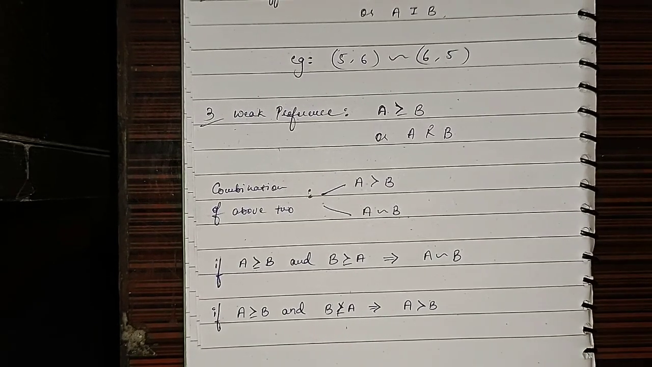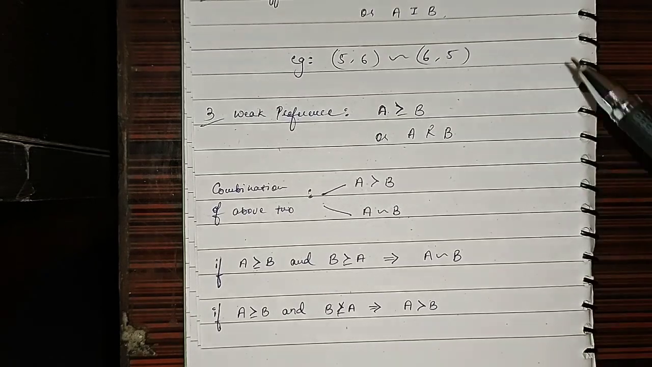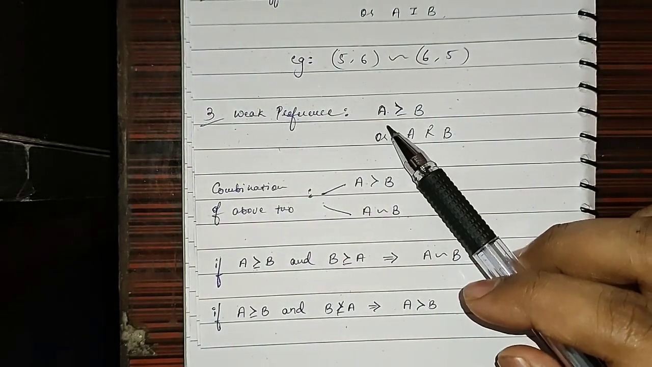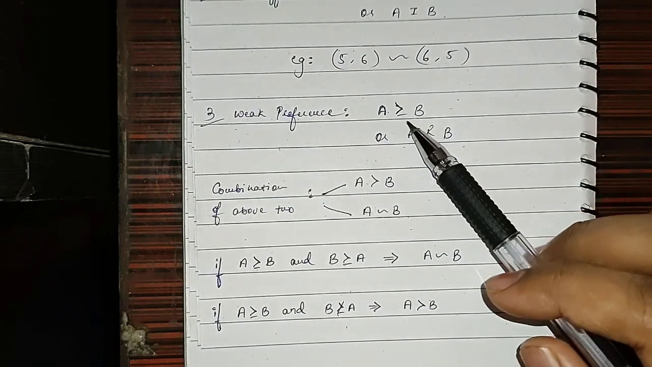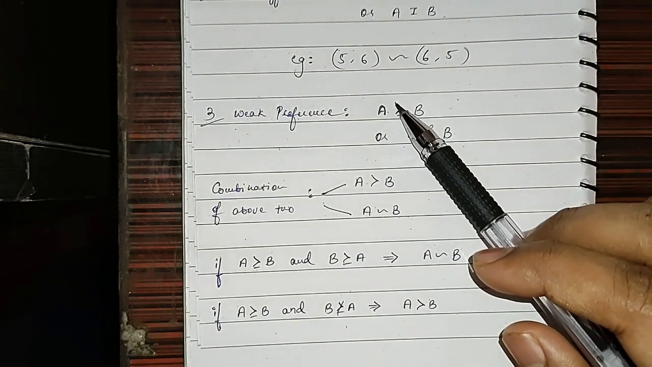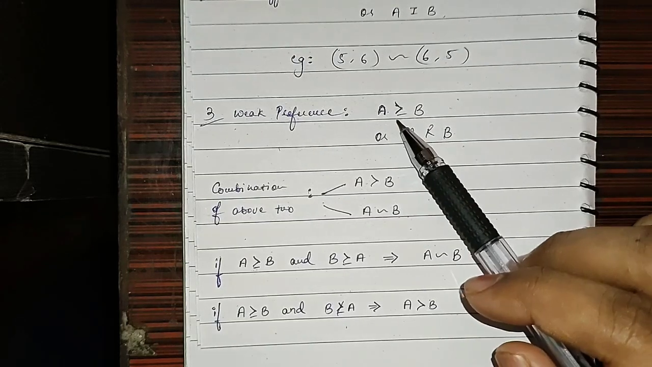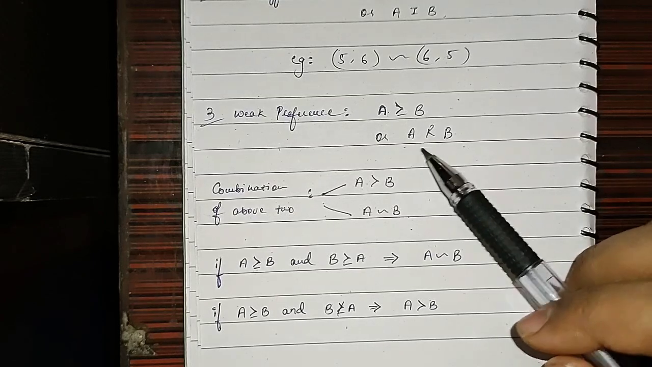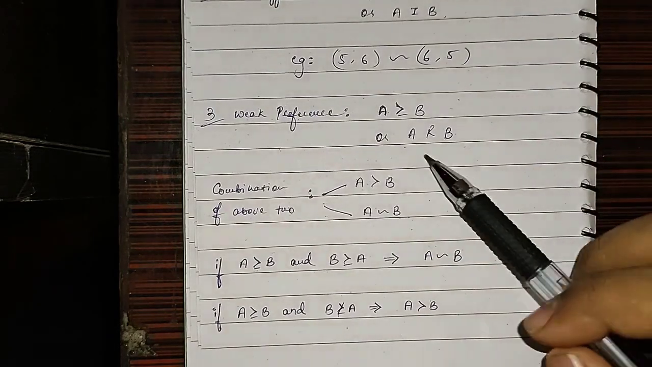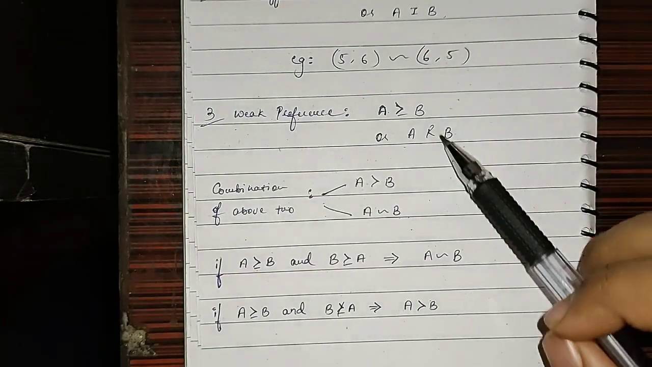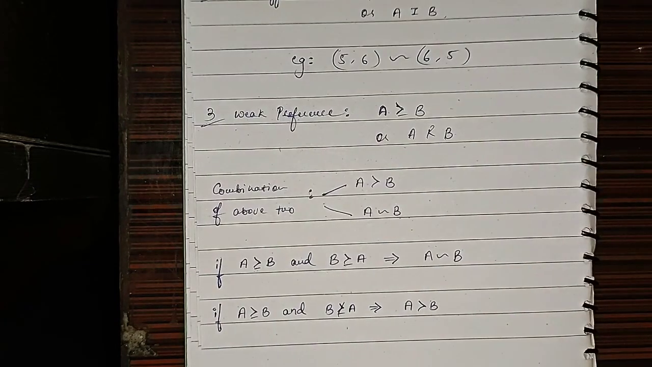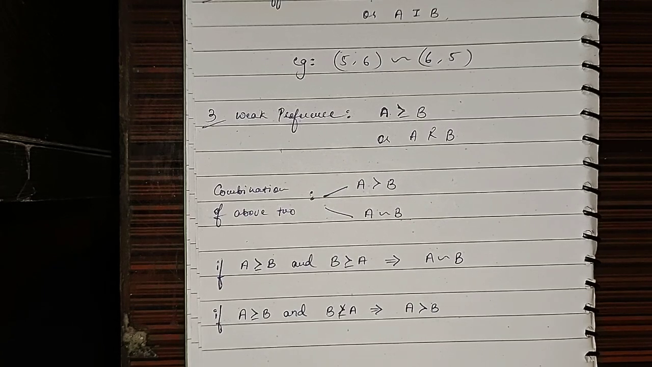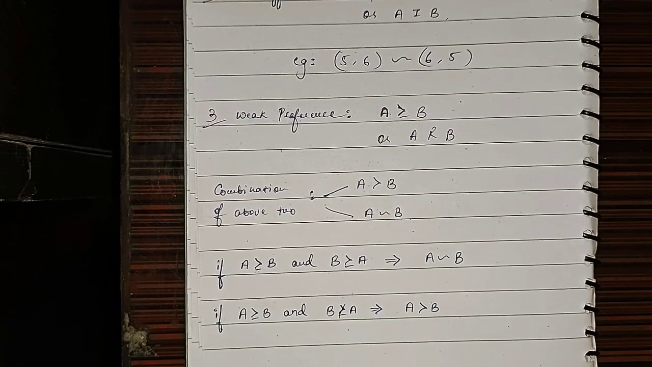Now, to explain how to represent weak preference: it is represented by A weakly preferred over B, where we use the sign of strict preference with a small dash beneath it, or we can represent it like A R B, where we use R in between A and B, which represents weak preference. Next, we would see some axioms of rationality.